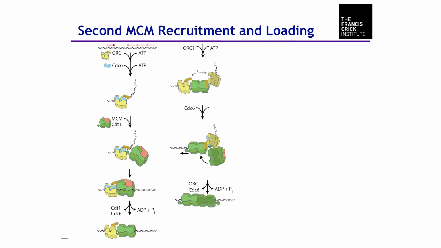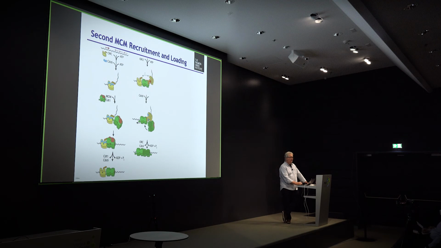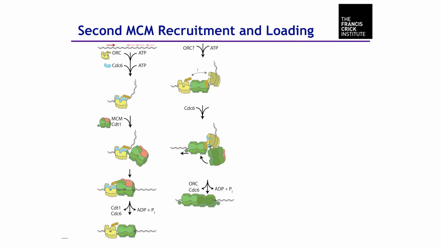In this model, this second ORC can be the same ORC molecule, or it can be a new ORC molecule. And we think that whether it's the same molecule or a different one is dependent on ORC concentration. So at low ORC concentration, there's a way that ORC can flip over to bind to this second element, which Steve Bell has recently shown in some nice FRET experiments. But at higher ORC concentration, it's probably almost always a second ORC molecule.